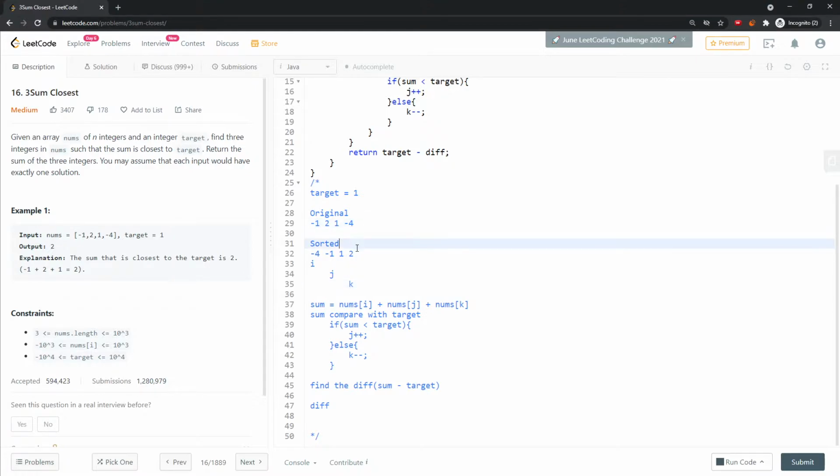What you actually do is sort first. When you sort it, you need to initialize three pointers. The I pointer will point at the beginning, the J pointer will point at I plus 1, and K will be the last element in the array. You need to sum all the pointers every single time and compare with the target.